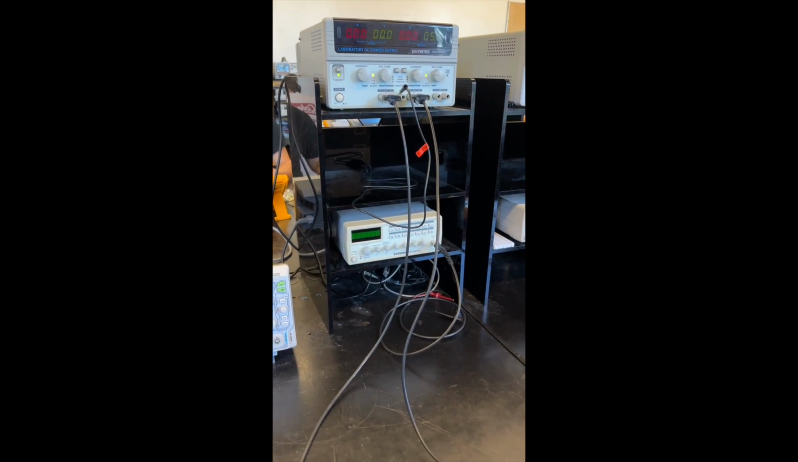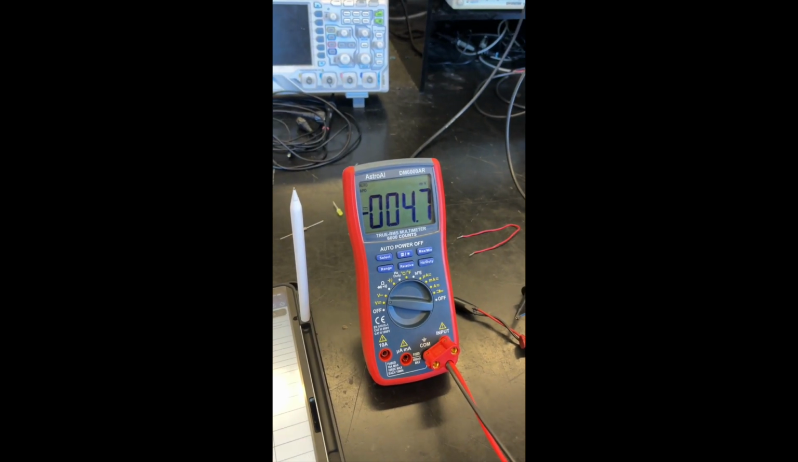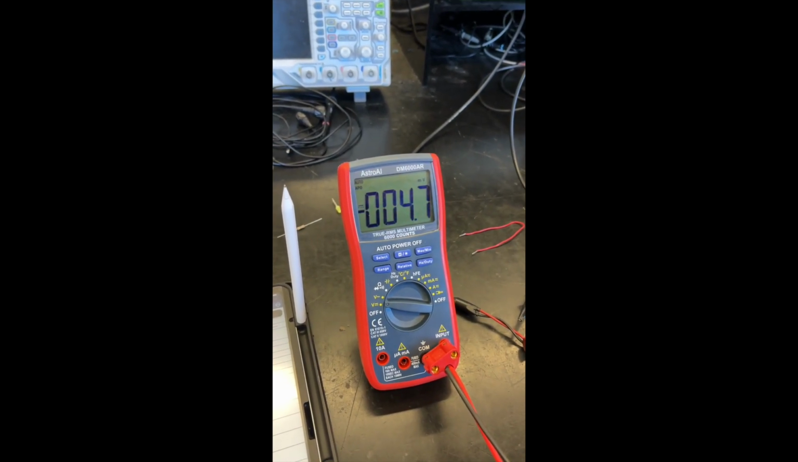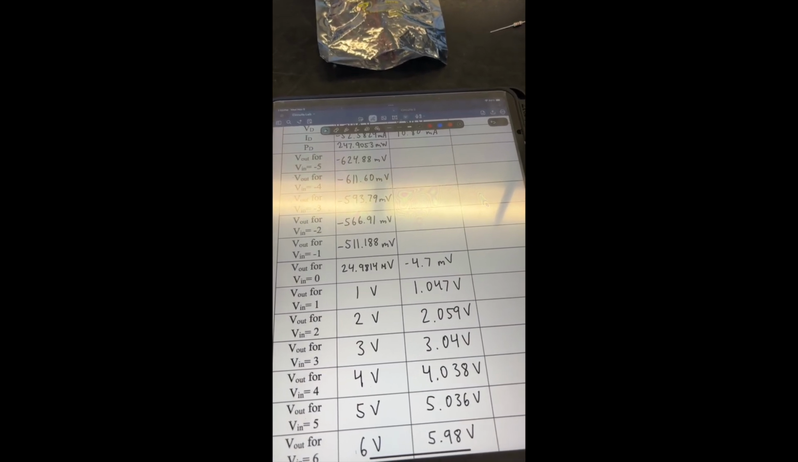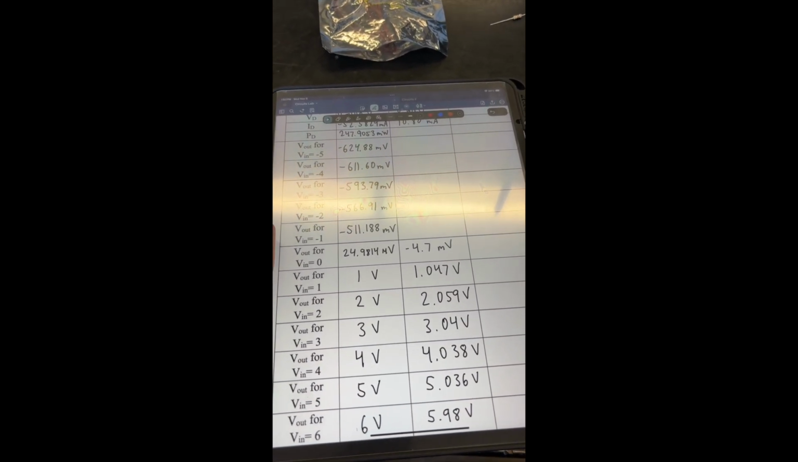When my VIN is 0 volts, I'm measuring a very small negative V out, which is negative 4.7 millivolts. But in my simulation, it was 24.9 microvolts. So it is off in terms of scaling, but they're both really small values.